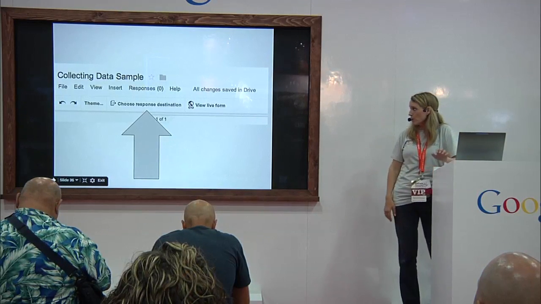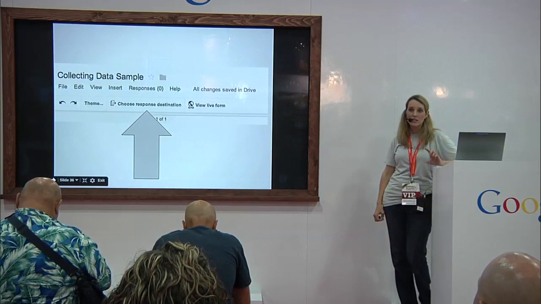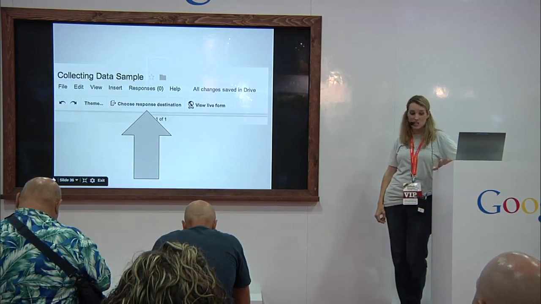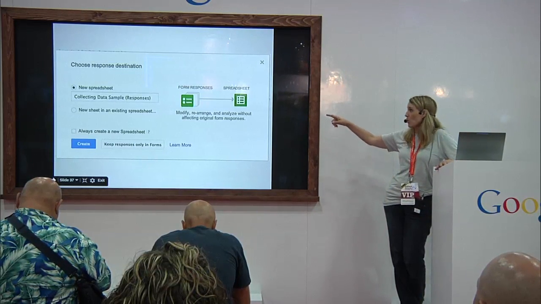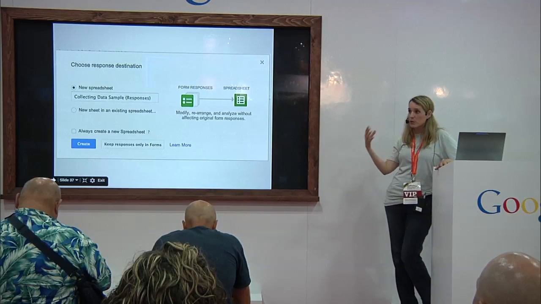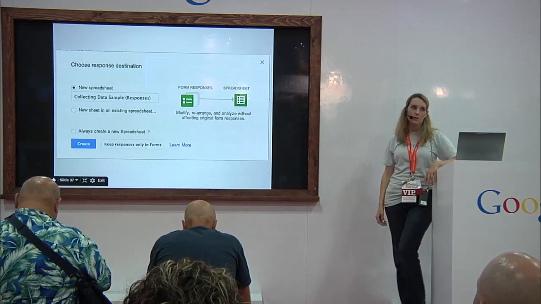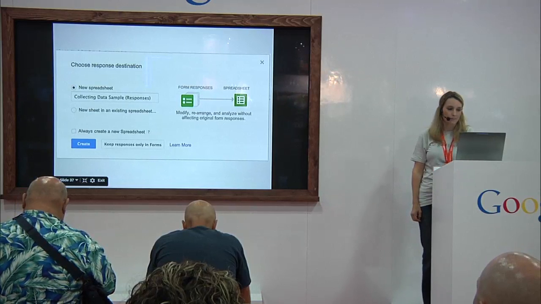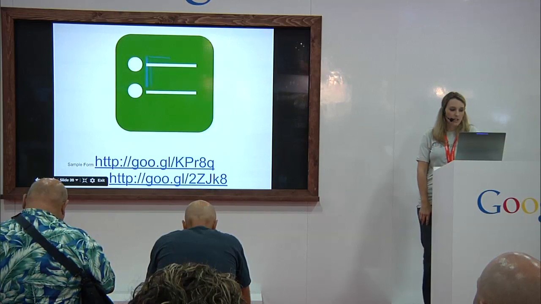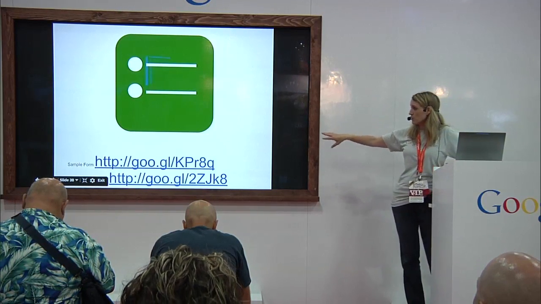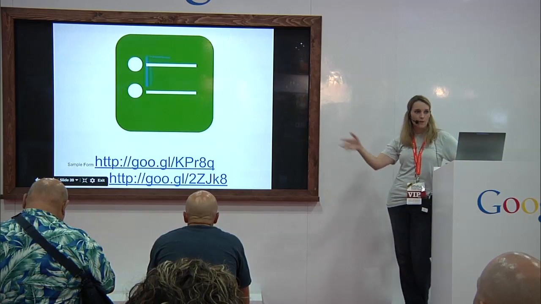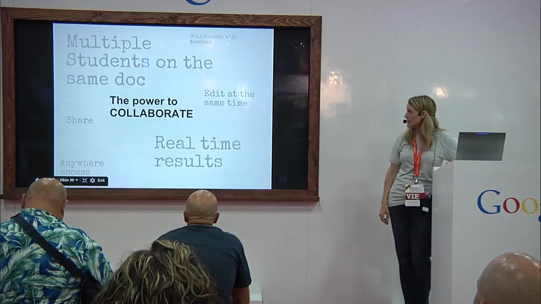Something new about Google Forms that I just want to point out is you do need to choose the response destination and choose to say that you want to put it in a spreadsheet, because that's where you're going to really get the magic out of it, that you can visualize the data and make charts out of it. New spreadsheet. If you do go back to the slideshow later, I just have some links in there intended for you to look at afterwards.